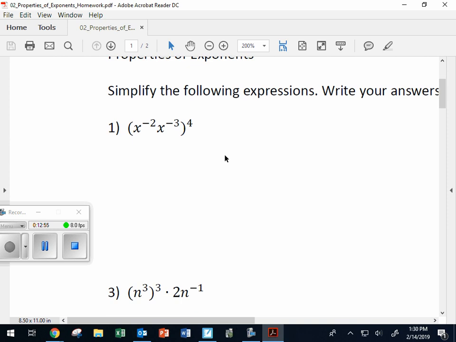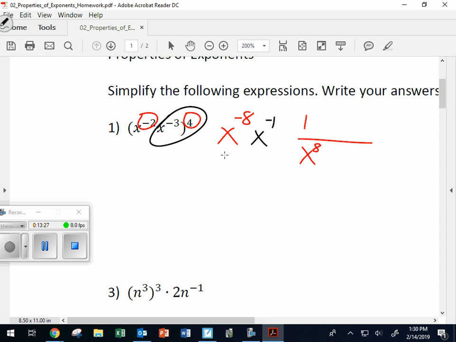Okay, so for this one, you got two choices. You can either move them first and then put them to the 4th, or you can put them to the 4th right away and then move them. So this is x to the negative 8th and then move it, makes it 1 over x to the 8th. There, I just did the x part. Wait a minute, there's more x's. I'm going to do those separately. That is x to the negative 12th. And that means if it was x down here, they'd be happy, so they'd be positive, right?